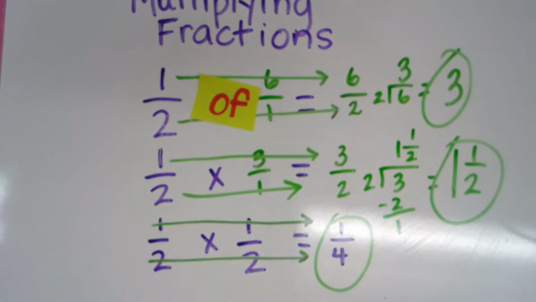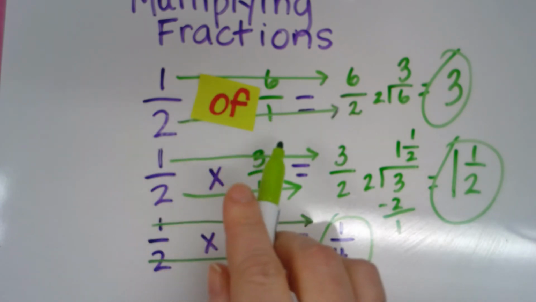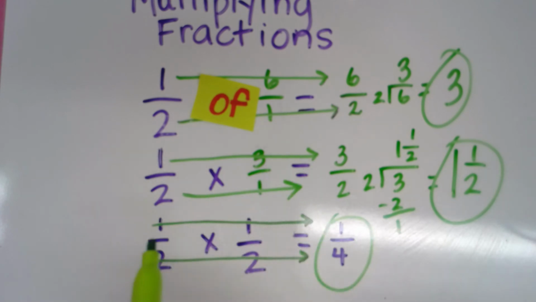Remember that keyword of. It is like the golden ticket to be able to think about what is happening when we take 1/2 of 6 or 1/2 of 3 or half of 1/2. That keyword of will be a good tool for us to make sense of this new operation in fractions.